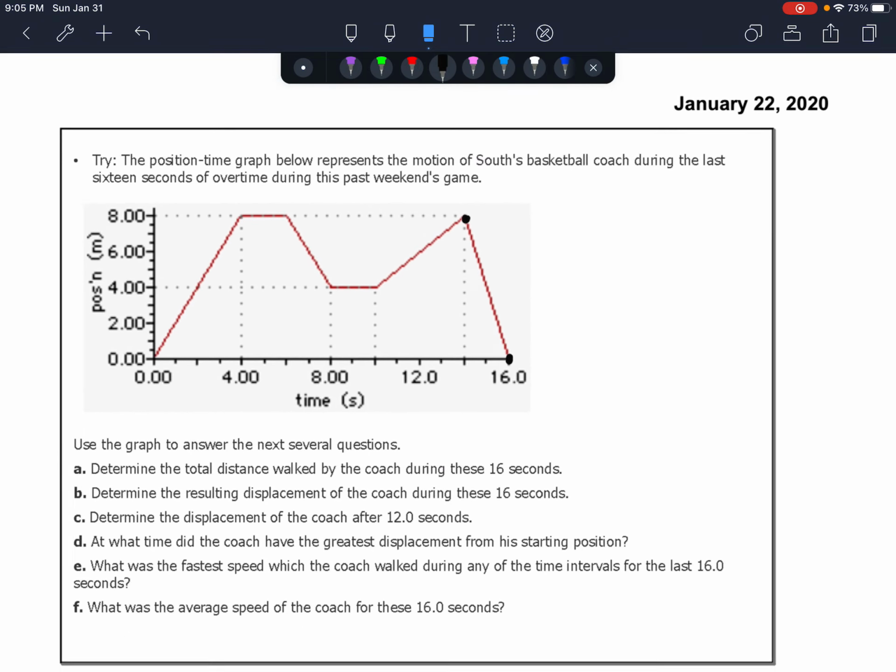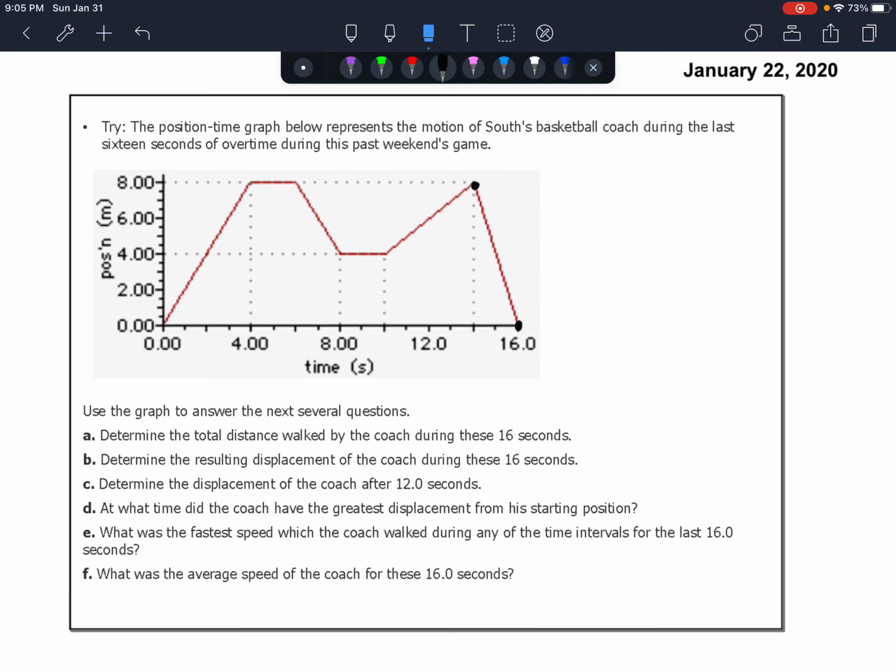Now let's look at one last problem together. This one is also a try, but there are many, many parts to it. So feel free to maybe attempt some parts and unpause the video to check as you go, or go through all 6 of them, and then unpause when you're ready to check them all.